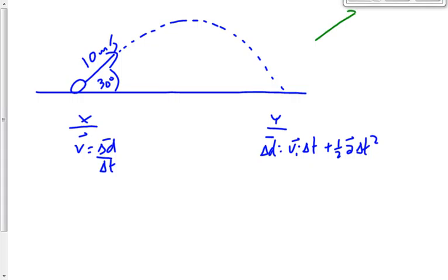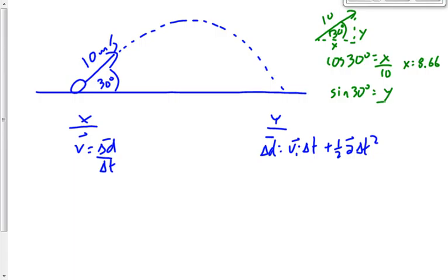Let's draw it off to the side over here. Let's say cosine 30 degrees is equal to x over 10. X ends up being equal to 8.66. Sine 30 degrees is equal to y over 10. Y ends up being equal to 5.0. Now, let's go back into those two equations and follow the same strategy that we did yesterday and earlier today when we were going over our homework. Plug in numbers. See what happens.